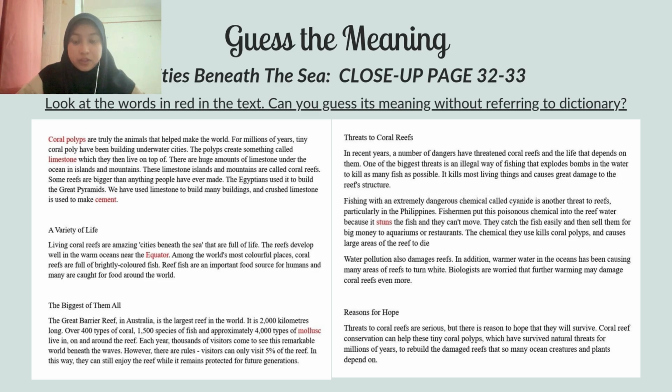Now, in this part, you are going to guess the meaning. Pay attention closely and find the words that are highlighted in red. For example, coral polyps, limestone, and cement. And what you're going to do is to guess the meaning without referring to the dictionary.